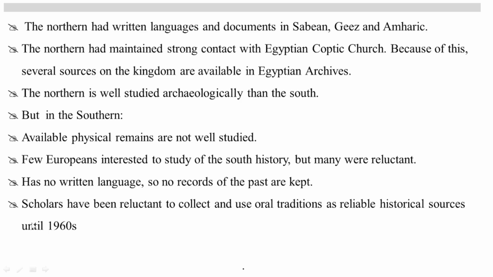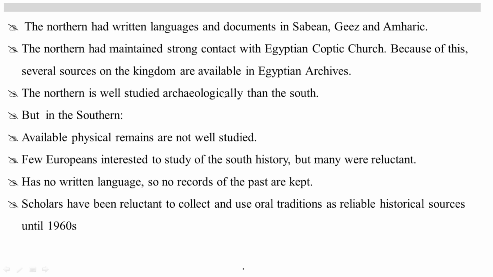Third, the north maintained strong contact with the Egyptian Coptic Church, especially the Alexandrian Coptic Church. Because of this, several church sources on the kingdom are available in Egyptian archives. Much of Ethiopian history is written in various archives found in Egypt. Fourth, the archaeological sites of northern Ethiopia were well studied, so the north has this major advantage.